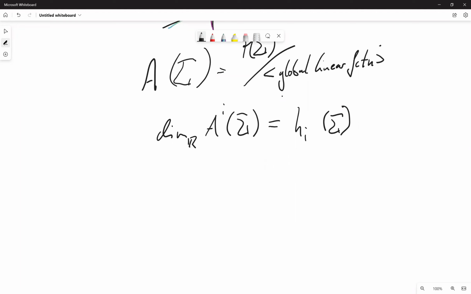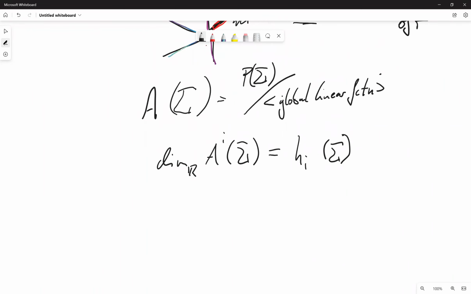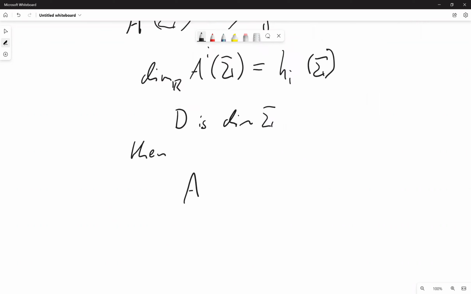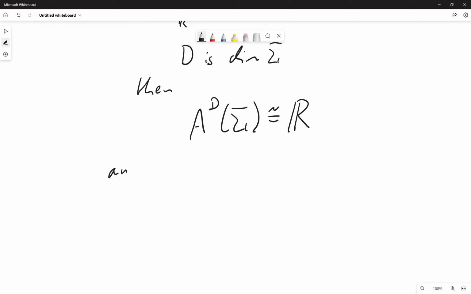All right, but there are some other properties. I can give you some bounds in terms of the face numbers that are interesting. Which case was I interested in? Let me first say it for some general things. If big D is the dimension of sigma, then A_D of sigma is isomorphic to the real numbers.